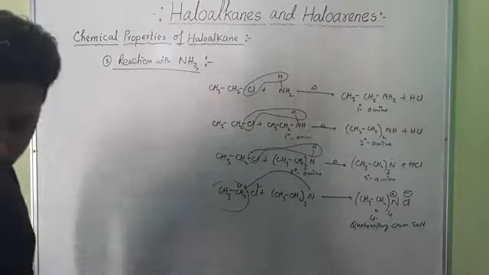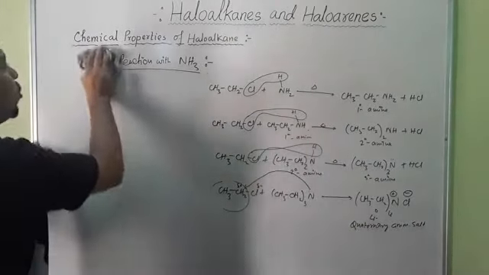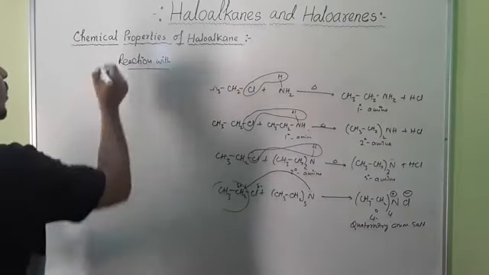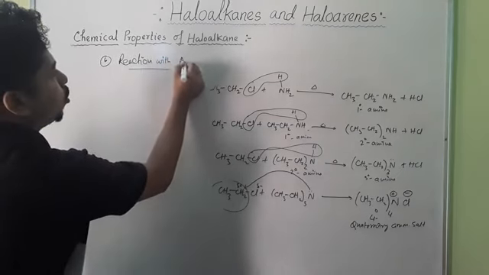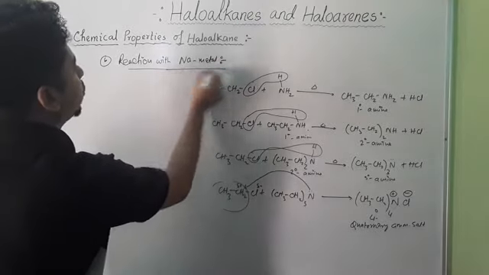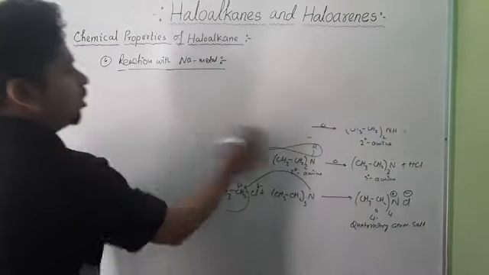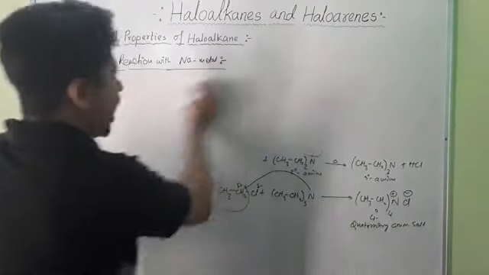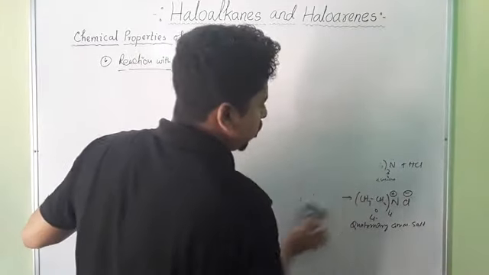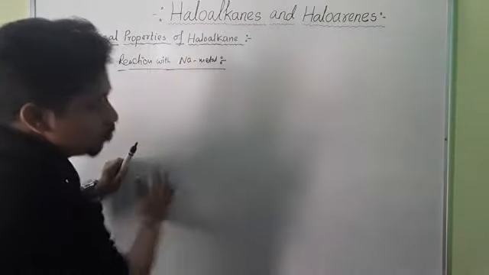Now the next reaction, number 6, is reaction with sodium metal, and this reaction is called the Wurtz reaction. So haloalkanes on reaction with sodium metal produce a higher alkane. And this reaction is called the Wurtz reaction.